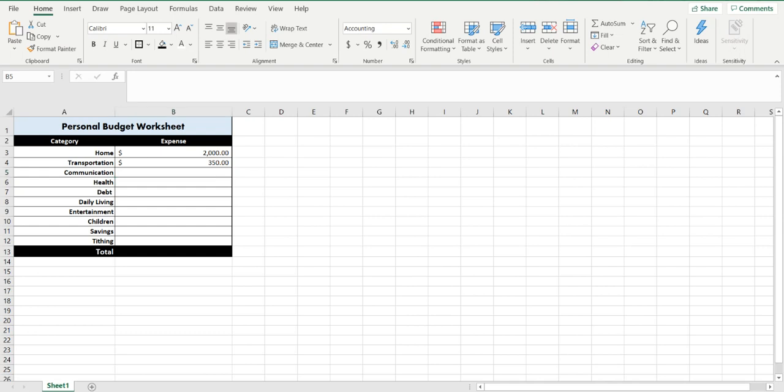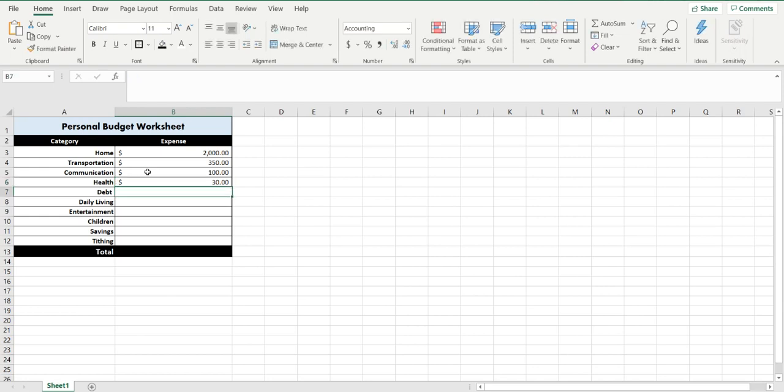Communication is going to be phone, internet, cable, things like that. So let's say that that is about $100 per month. Health, that is going to be if you are paying any out of pocket on your health insurance, if it's not already deducted from your paycheck, or if you have any doctor's visits that you visit monthly, or maybe you are seeing someone monthly, like a psychologist or a psychiatrist, also any medications. So let's just say maybe it's medications, vitamins, and that's $30 a month.